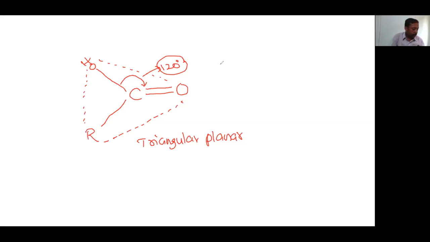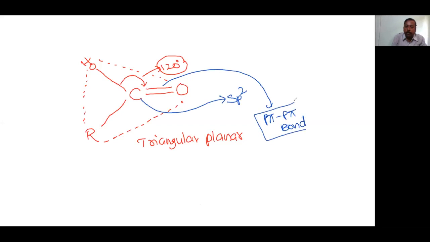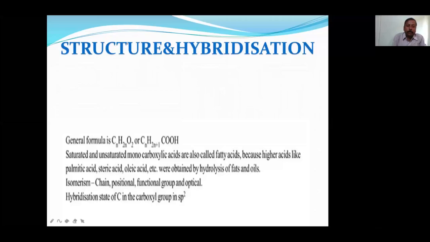So now I think structure and hybridization are all clear. Anyhow, I will write it all together so that it is easy for reference. Bond angle is 120 degrees, triangular planar, hybridization is sp2. If you are aspiring for a very high level exam, they may ask about the pi bond also. The pi bond is a p pi bond. Okay, now this topic is clear. Now coming to the general formula.